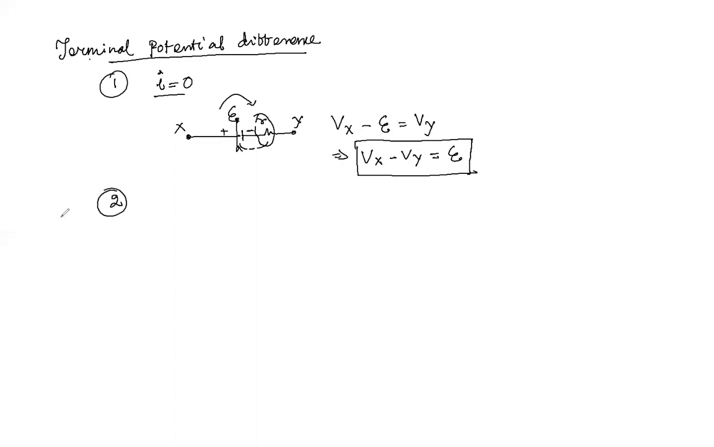The second case we are going to discuss here is when a current is supplied by the battery. That means the battery is discharging. Battery is discharging. You put your mobile iPhone in use, that means the battery is discharging.